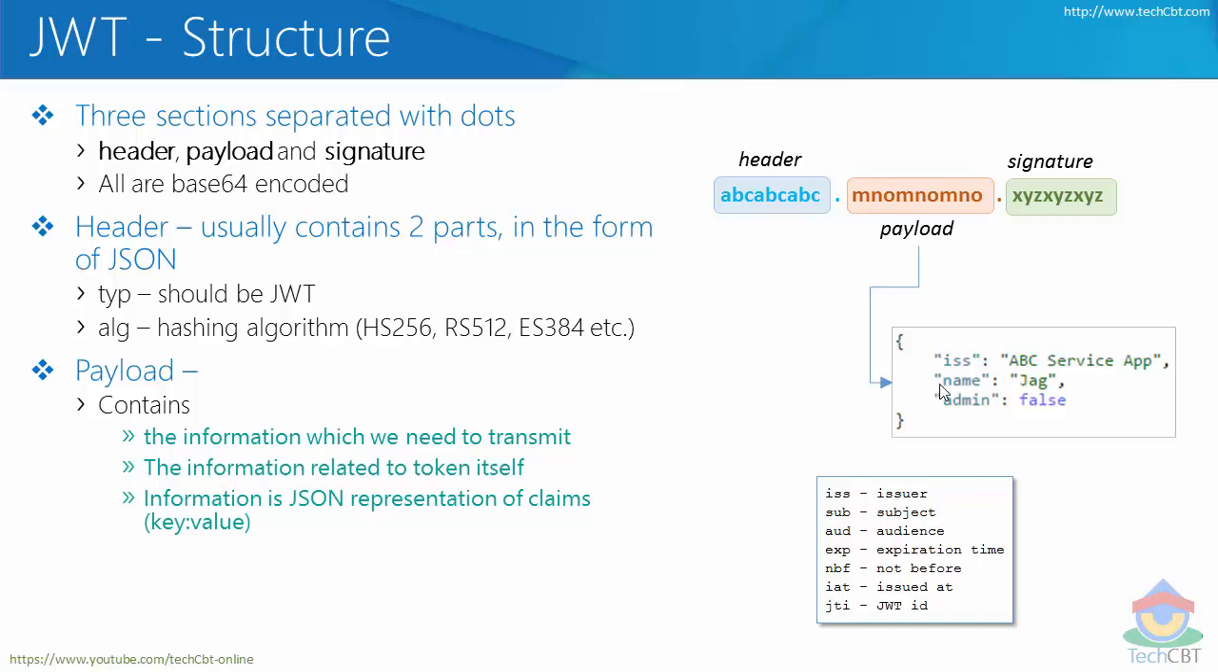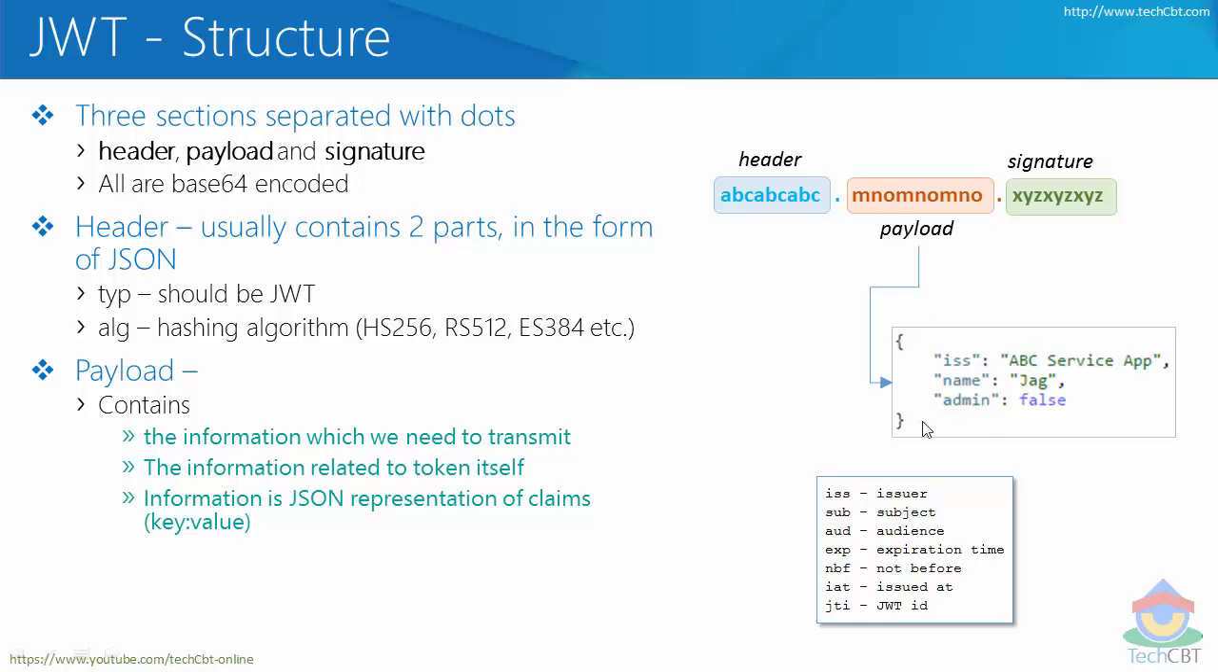You can see I provided name and admin, which are not available here because name and admin are custom claims which I added for myself exclusively to share more information about my particular security to the respective client. So you can add as much information as possible here, and again you can see this is nothing but a JSON representation.